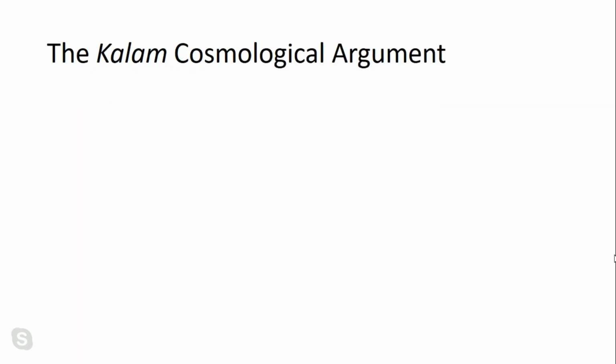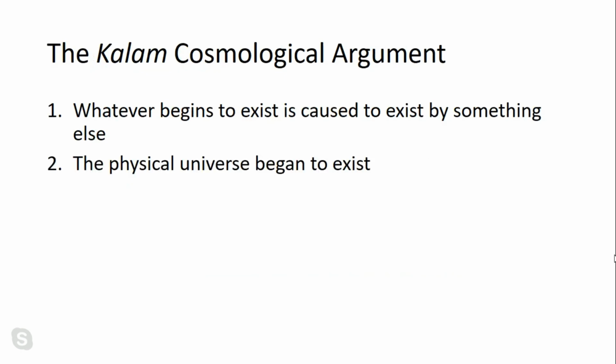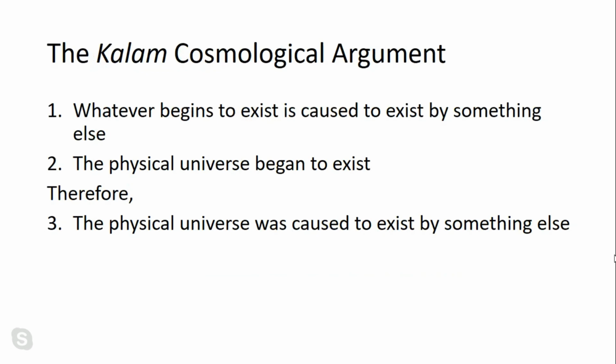All right, so here is a version of the first few steps in the Kalam cosmological argument. For some of you, this is old news. You've already seen this. Whatever begins to exist is caused to exist by something else. That whatever at the beginning of this is our quantificational term. That's equivalent to the for all or the take anything you like kind of thing. Premise 2, the physical universe began to exist. Therefore, conclusion on line 3, the physical universe was caused to exist by something else.